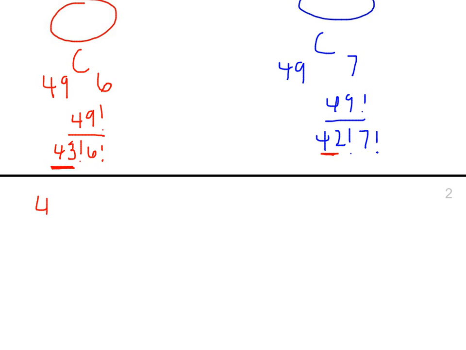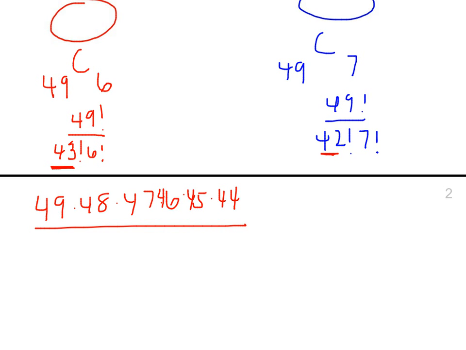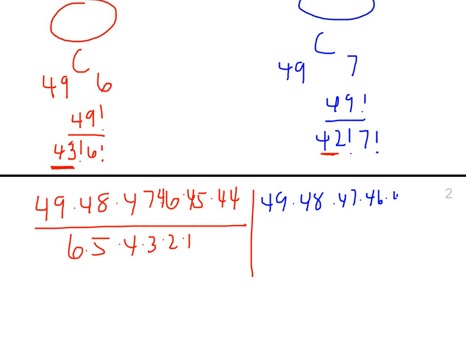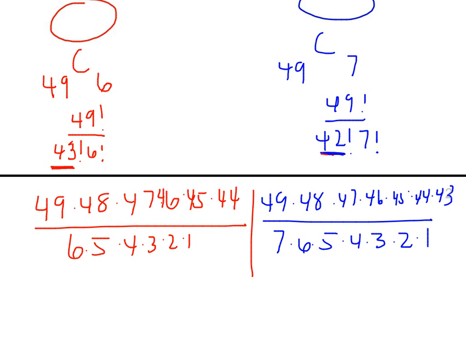So we're going to end up with 49 times 48 times 47 times 46 times 45 times 44, but everything else gets canceled. And then we still have over 6 times 5 times 4 times 3 times 2 times 1. Over here it's very similar, but this time 49 times 48 times 47 times 46 times 45 times 44 times 43. Everything else gets canceled because it's 42 and down. And then over 7 times 6 times 5 times 4 times 3 times 2 times 1.